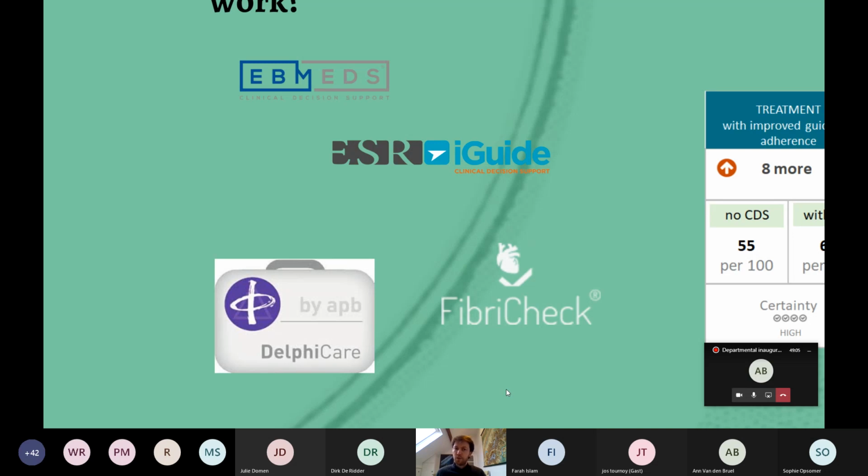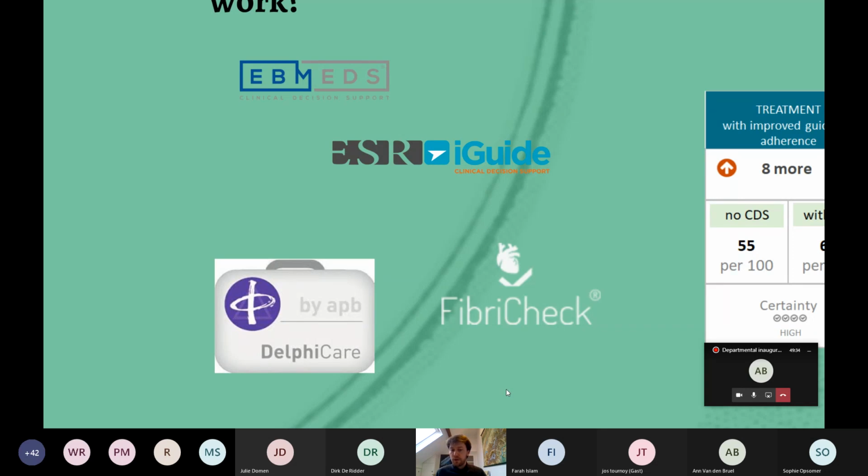And this system we also used in a clinical trial on diabetes, which unfortunately did not influence clinical care that much. But there are others. I think the people here who have a background maybe in pharmacy, pharmaceutical research may know Delphi Care, which is a clinical decision support system which is used in drugstores in Belgium.